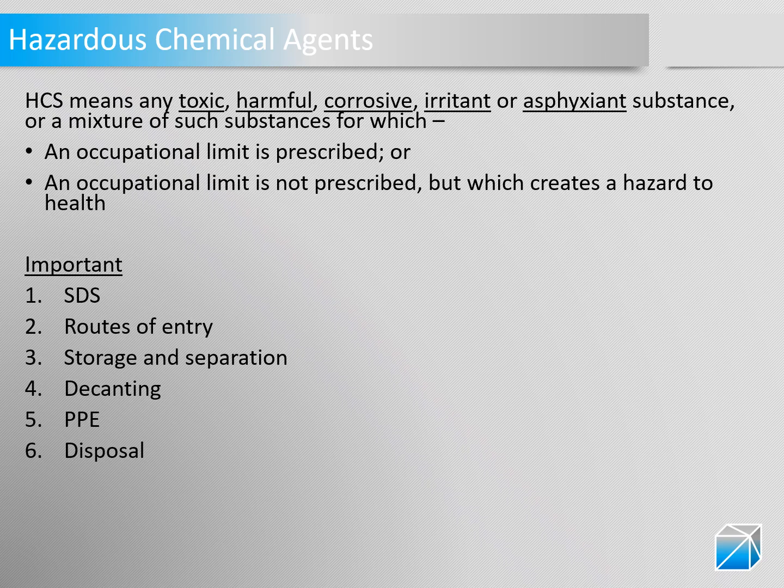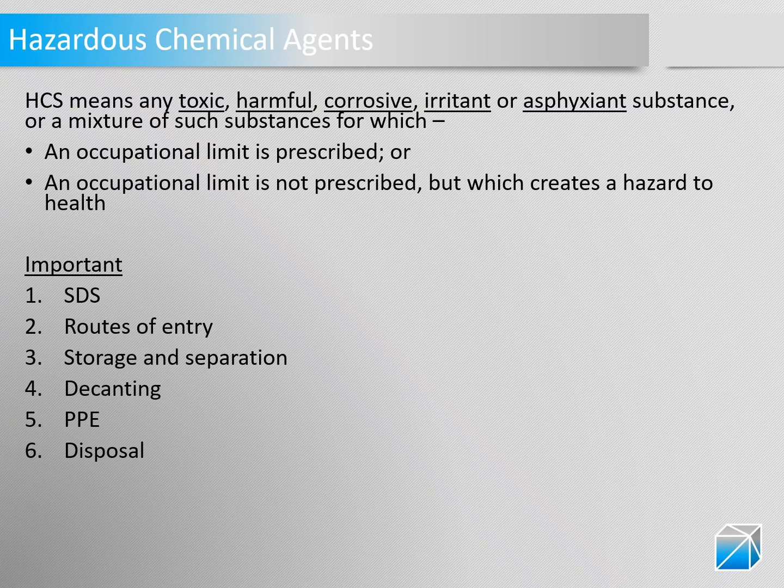Hazardous chemical agents generally include anything toxic, corrosive, irritant, or harmful to health. Always ensure that before HCAs are used, a risk assessment is conducted, and controls are implemented before using any HCAs. Here are some important notes that are applicable to HCAs.